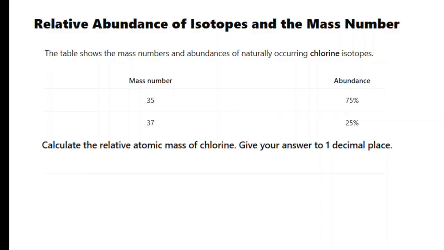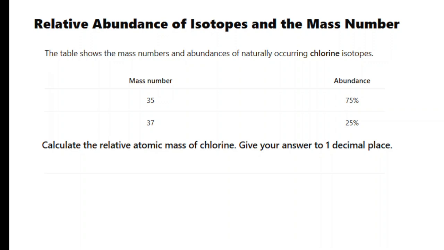Relative abundance of isotopes and the mass number. These types of questions are quite common in GCSE chemistry papers. The table shows the mass numbers and abundances of naturally occurring chlorine isotopes. So in nature, the question says that there are two different isotopes of chlorine, chlorine 35 and 37. Abundance is what percentage of chlorine in nature is of that particular isotope.